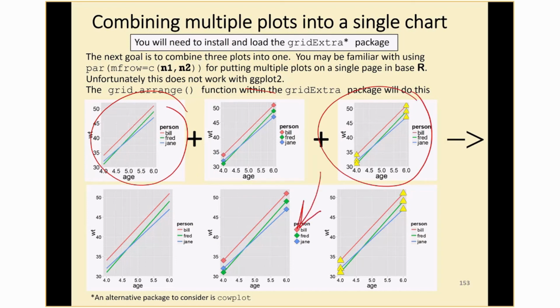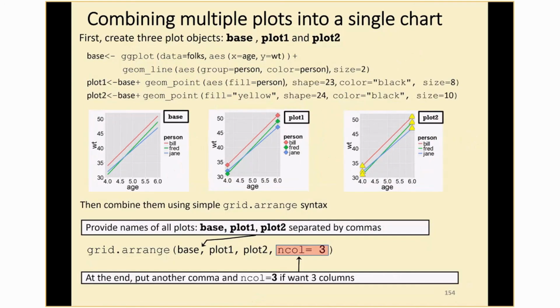In order to do that, the first thing you're going to have to do is install and load this gridExtra package. There's another package to think about that you might want to use if gridExtra doesn't work for you, and that's called cowplot. So, what I'm going to do is begin by creating three plot objects: base, plot1, and plot2. And base consists of my plotting function, and added to it, as a layer, enough information to make a scatter plot.